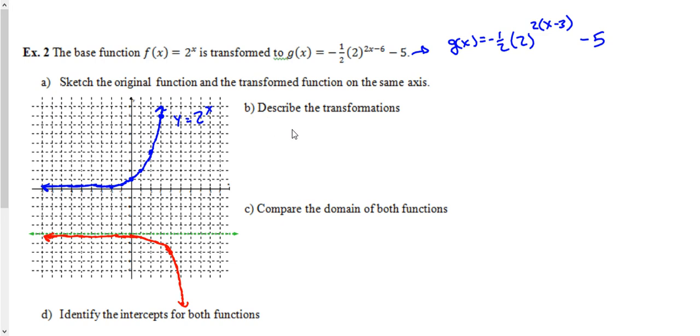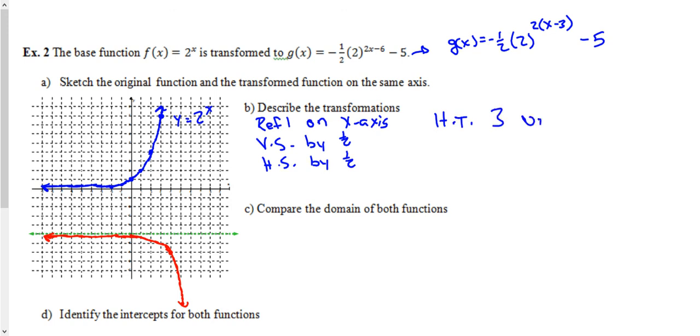Here it says describe the transformation, so let's jot down everything that we have. We definitely have a reflection on the x-axis. We have a vertical stretch by a factor of 1/2. We have a horizontal stretch by a factor of also 1/2, because we're going to reciprocate that too. We have a horizontal translation 3 units to the right. And of course we have a vertical translation that's going to be 5 units down.